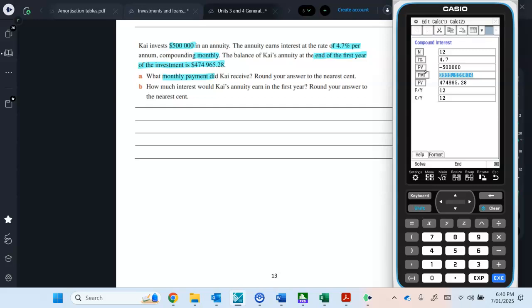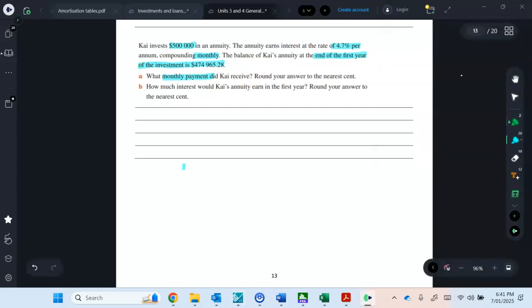How much interest would Kai's annuity earn in the first year? Round your answer to the nearest cent. So what has happened is we've got a payment of $4,000. We're going to round it to $4,000. So that means Kai has, from the annuity, received 4,000 times 12. What is that? I can do that in my head. So received 48,000.